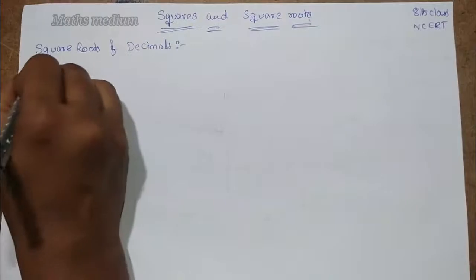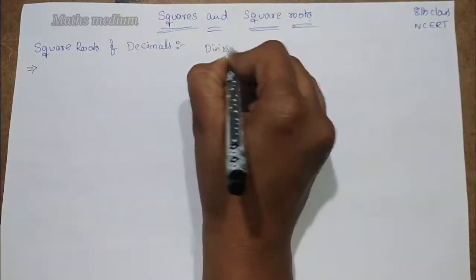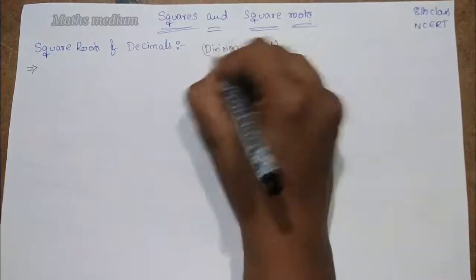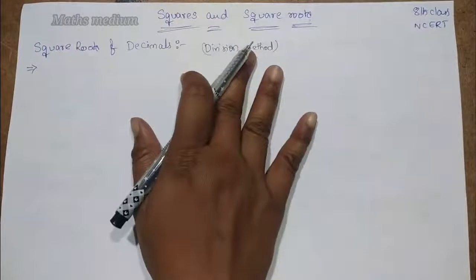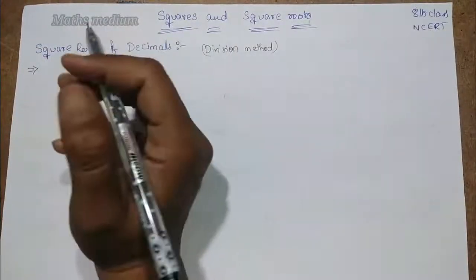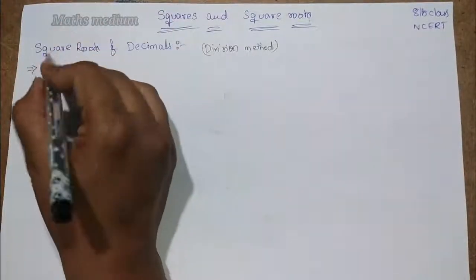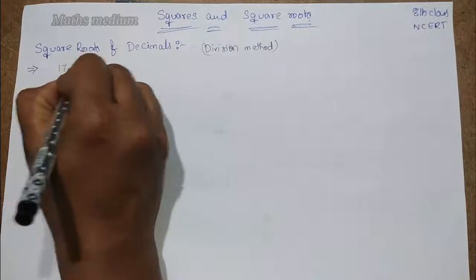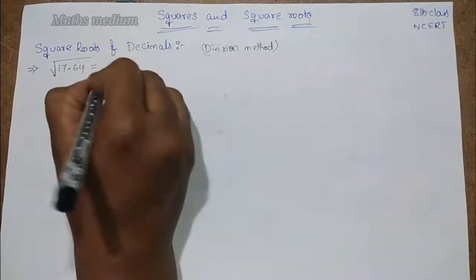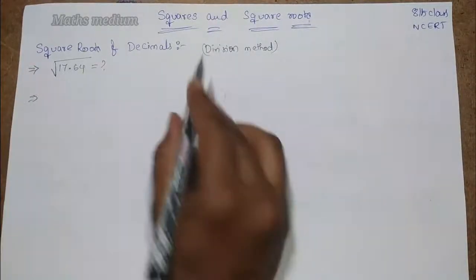So let's start. This is according to the division method for the square roots. I hope you are familiar with the division method of square roots. Let's take one number, then you will get a better understanding of how to get a square root of a decimal. So I am taking 17.64 as the question. So we have to find the root over of 17.64. Now take the square root division method.